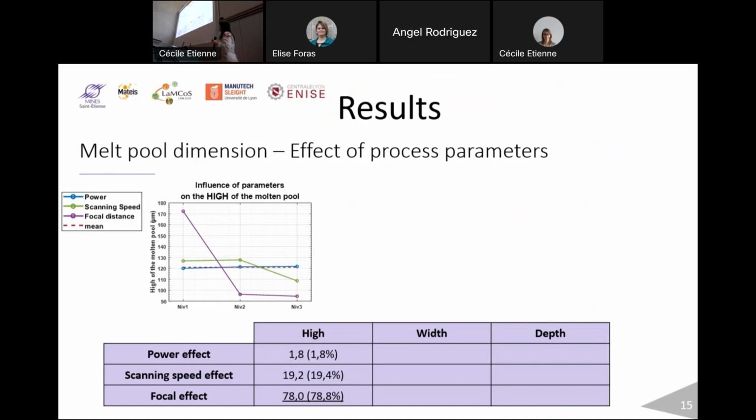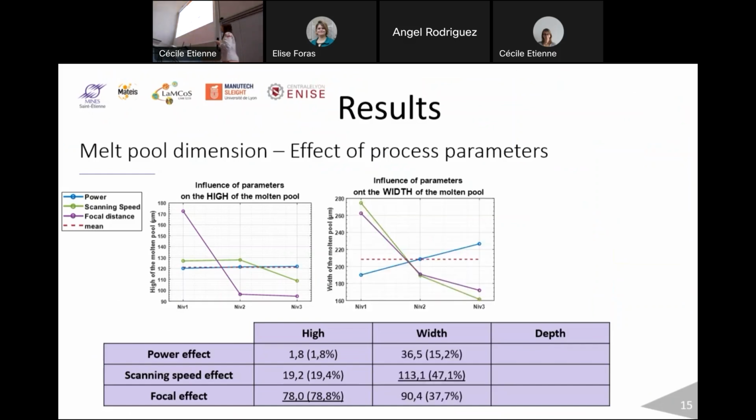I tried to find the difference between the higher value and the lower value, and I obtained the value for the focal distance. I did the same for power and scanning speed. After making a ratio, I found that the focal distance has a really big influence on the height of my melting pool, about 18%. So it's almost only the focal distance that changes the height of the melting pool.